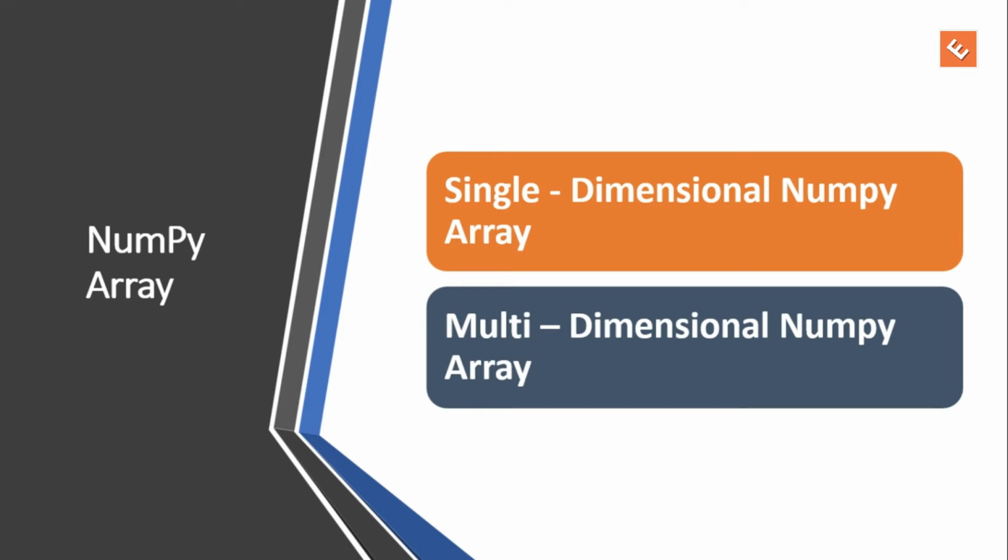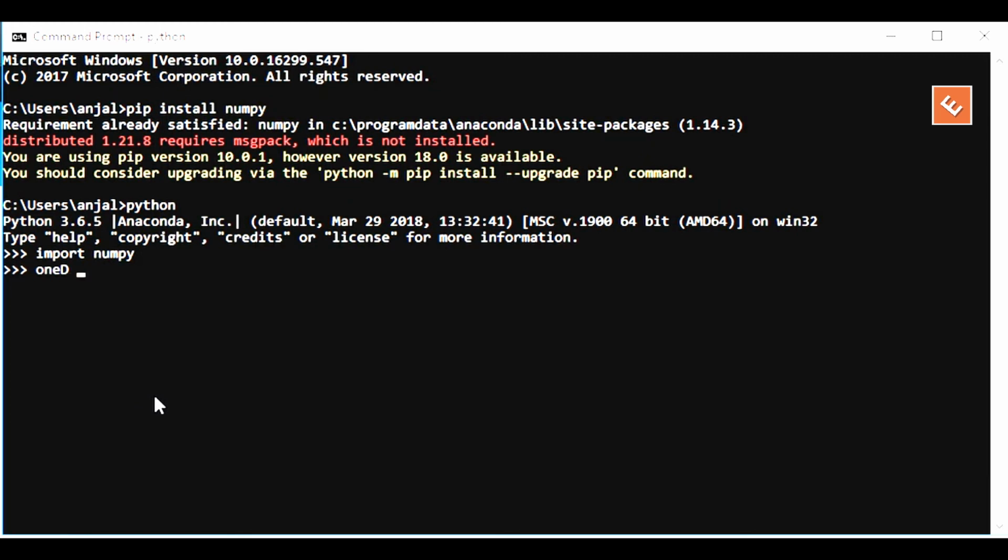NumPy Array is a powerful n-dimensional array object which is in the form of rows and columns. We can initialize NumPy arrays from nested Python lists and access its elements. In order to perform these NumPy operations, there are two types of array: single-dimensional and multi-dimensional. I have imported NumPy, then initialized np.array 1, 2, 3, and printed this array.